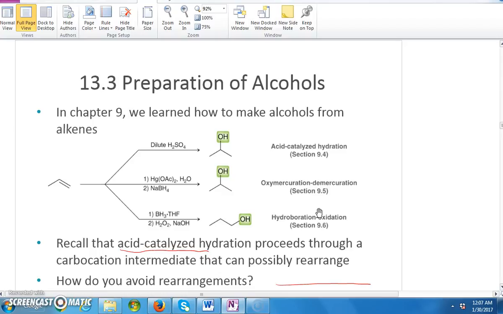You can make alcohols by the addition of water to an alkene, and it could be catalyzed by acid, in which case it's an acid catalyzed hydration, or it could be an oxymercuration demercuration, or you could carry out a hydroboration oxidation. Recall that the acid catalyzed hydration proceeds through a carbocation intermediate, and as a result it's prone to rearrangement. And to avoid rearrangement, all you need to do is use the oxymercuration demercuration.